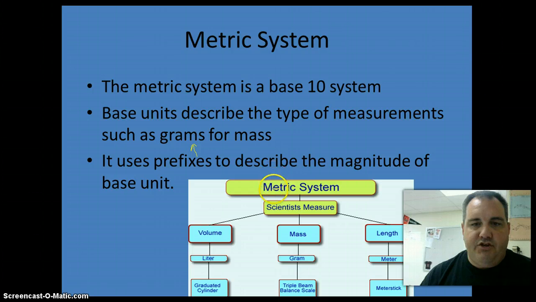So if we take a look at this picture here, the metric system, in order to measure volume, we're going to use the base unit of liters. Tool-wise, we'll use something like a graduated cylinder. Mass, we use the base unit of gram. Here we're going to use a balance scale. We're not really going to use a triple beam. Length, then, our base unit is meter, therefore we use a meter stick.